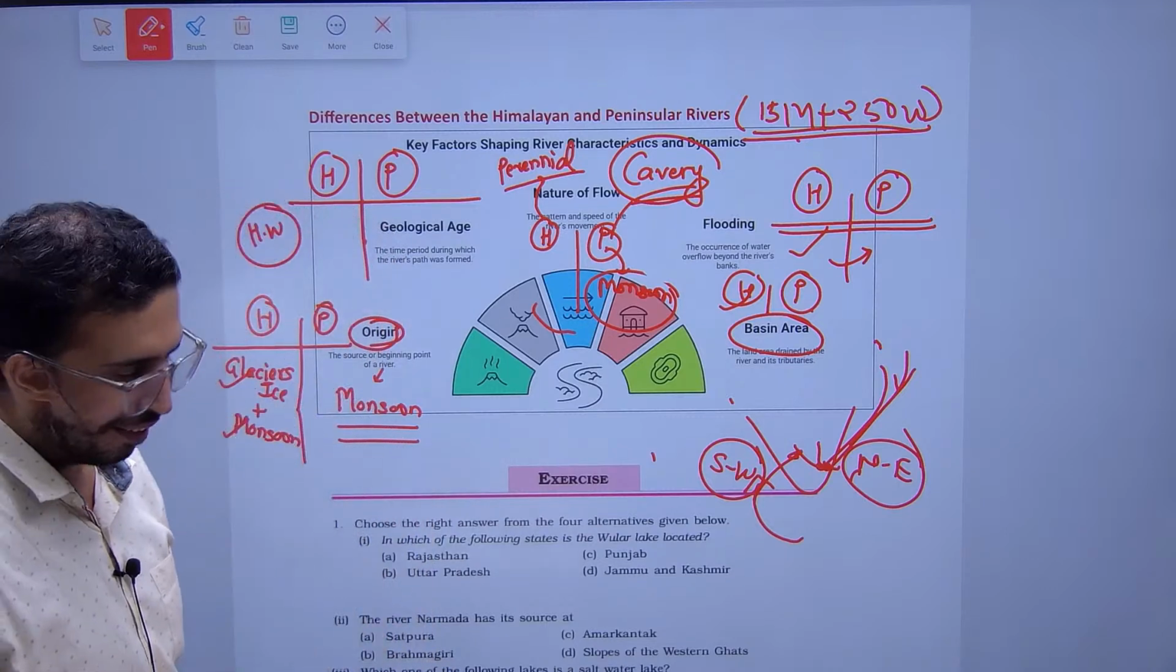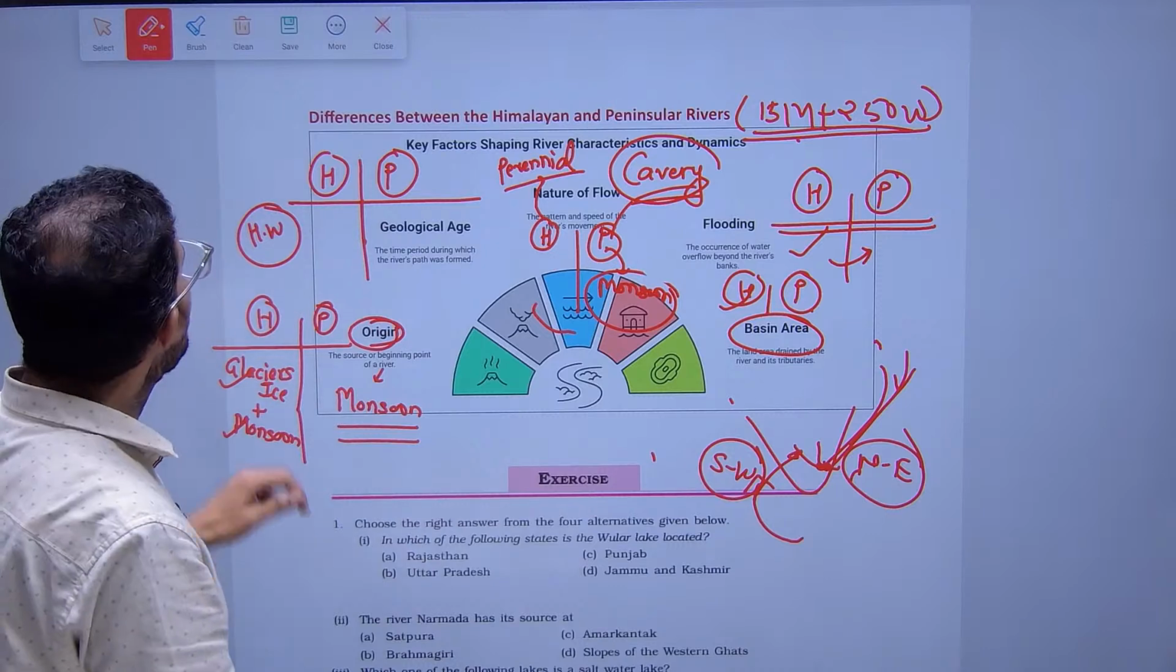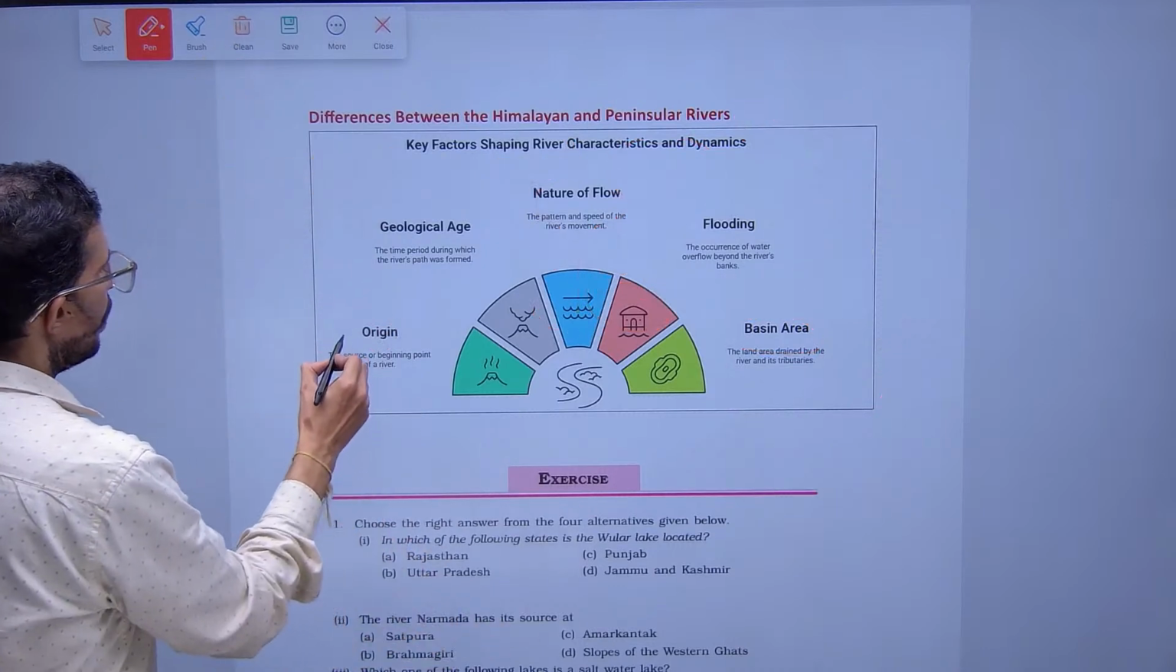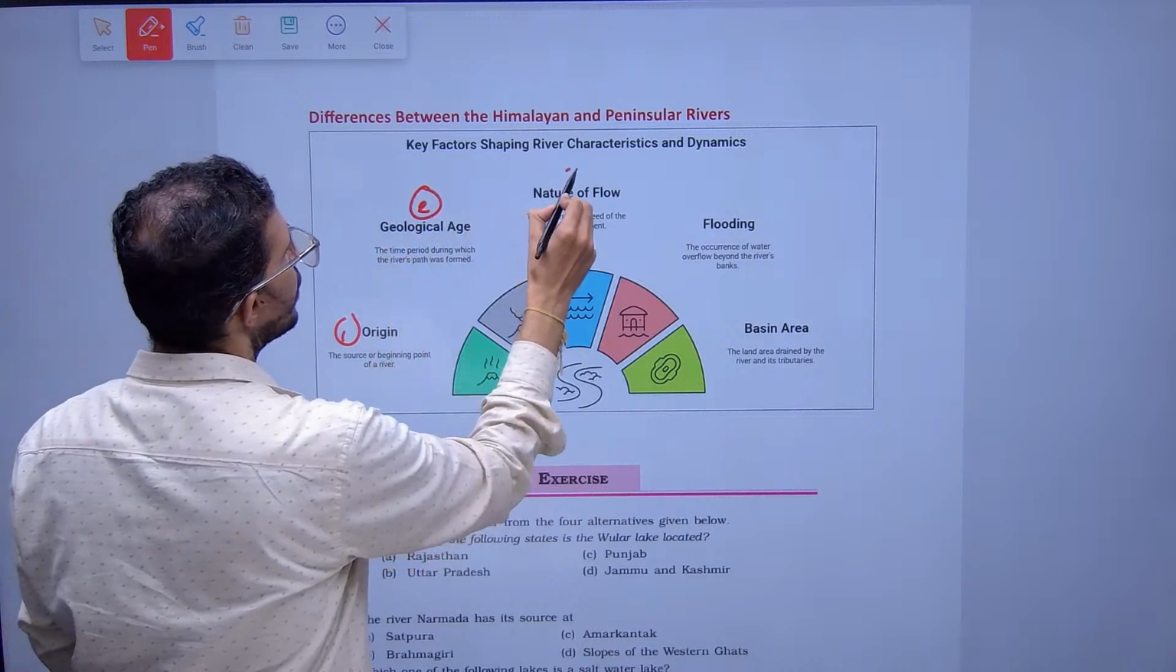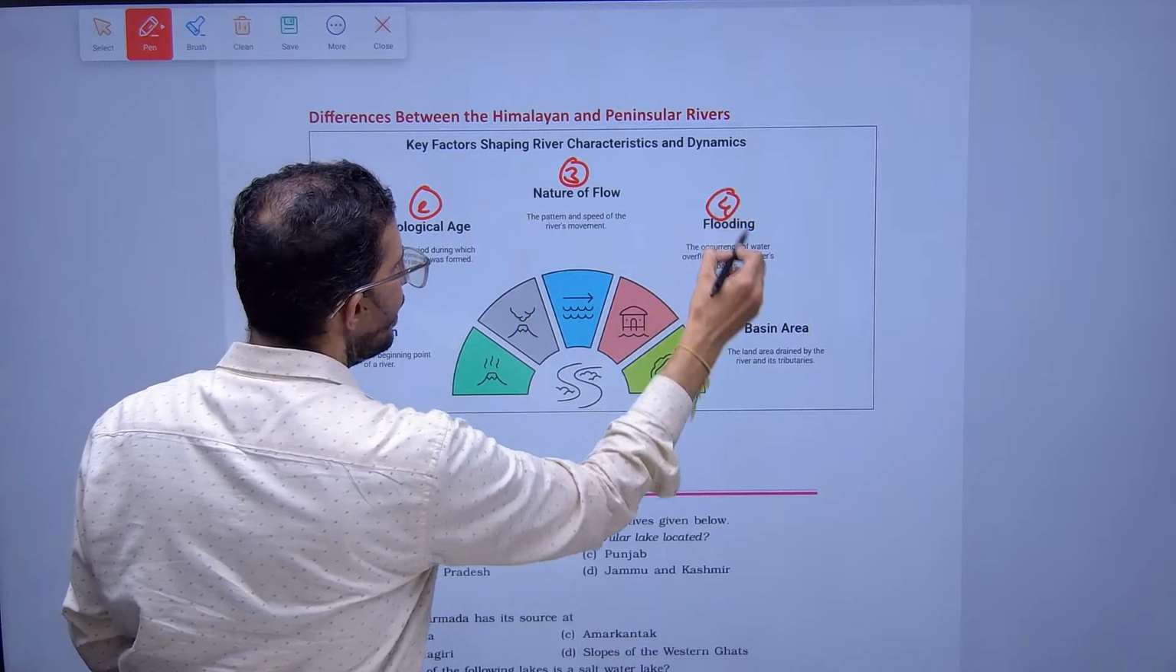Did you understand? Yes. Please write down the parameters. Which ones? Origin, geological age, nature of flow, flooding and the basin area.